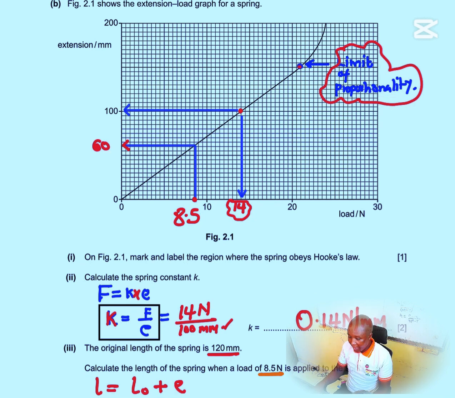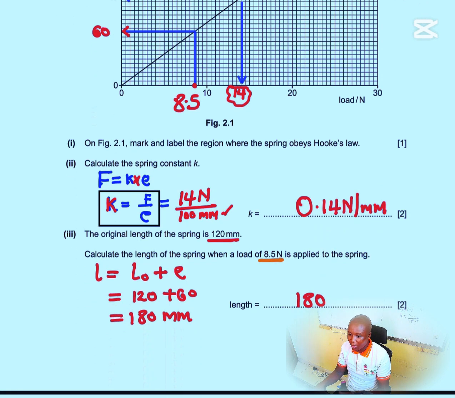Right. And then there is another question you can be asked. The original length of the spring was 120 millimeters, meaning when there's no load exerted on that spring, it's 120 millimeters. Then calculate the length of the spring when a load of 8.5 newtons is added on it. So what does that mean? When a load is added, it's going to stretch. It is going to be longer.